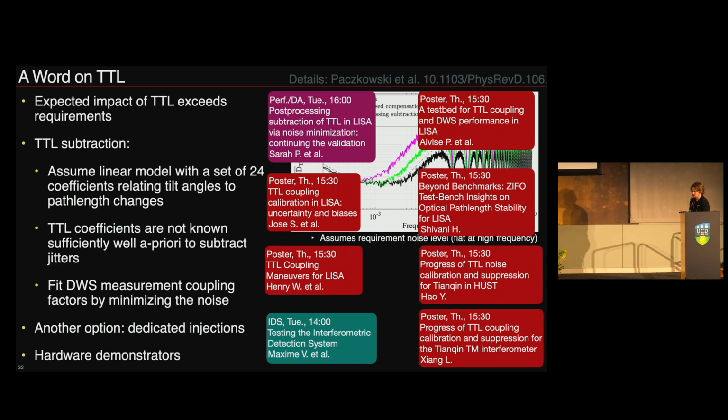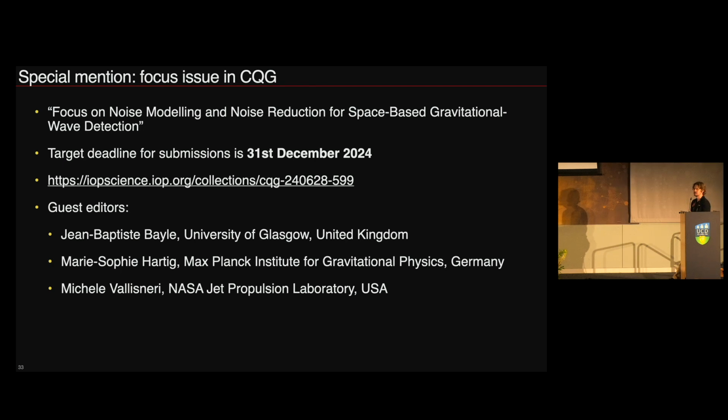Yeah, that brings me already, I think, to my last slide, which is something I wanted to highlight: there's actually a focus issue in CQG this year on these subjects of noise modeling and noise reduction for space-based gravitational wave detection, which is pretty much what we call L0.5 to L1 processing in LISA. The target deadline for submission is the 31st of December, but if I understood the website correctly, they accept things as they come in, and they will be added. John Baptiste is nodding, so it seems to be correct.